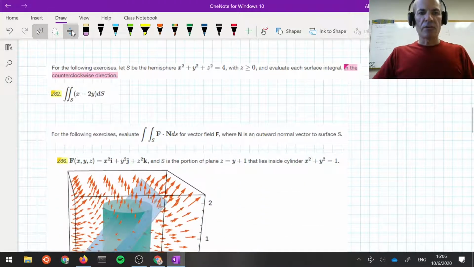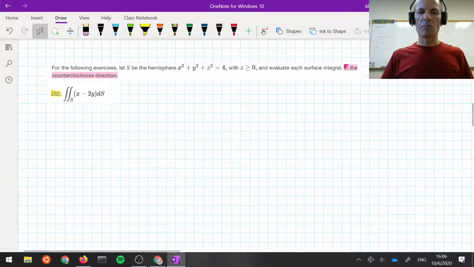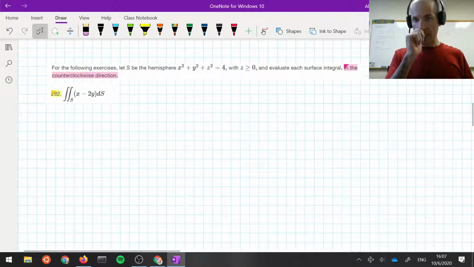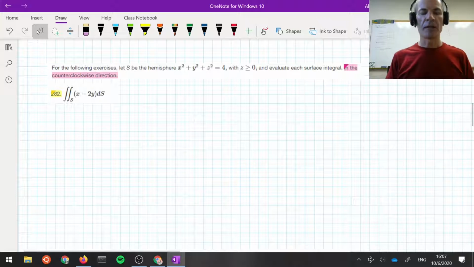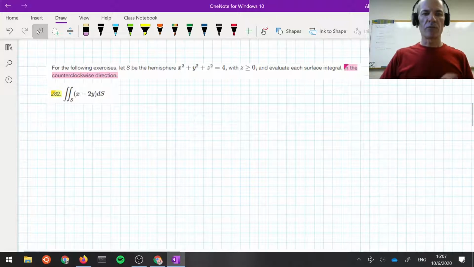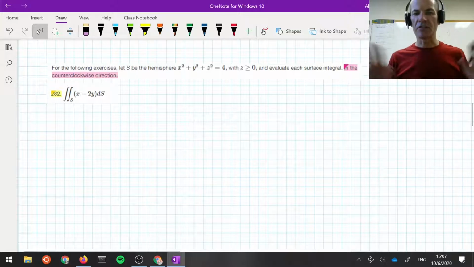Okay, in the next exercise, we're asked to evaluate a scalar surface integral. So this is the most basic form of the surface integral. And what we need to do is examine the situation, parameterize the surface, and evaluate the integral. I highlighted this last bit of text that says in the counterclockwise direction. That doesn't make any sense in this context. It's a typo. I've reported it to the textbook authors, so just ignore it. For the following exercises, S is the hemisphere, and evaluate each surface integral, period. Counterclockwise direction does not make sense.